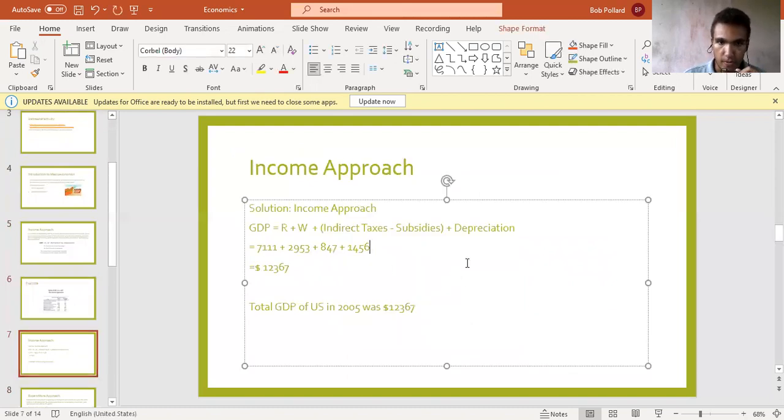Put that in the formula and you add all up. So if you add 7,111 plus 2,953 plus 847 plus 1,456, that should add up to $12,367. So we can say that in 2005, the US GDP was $12,367. Okay, so that's how you solve it.